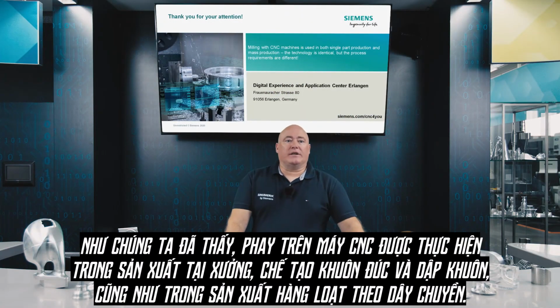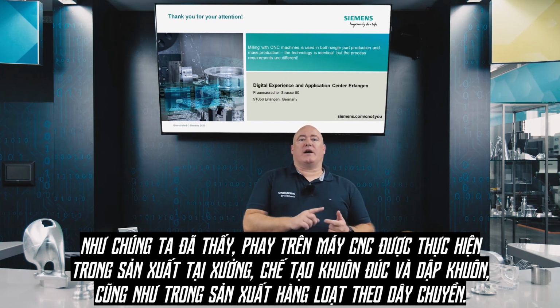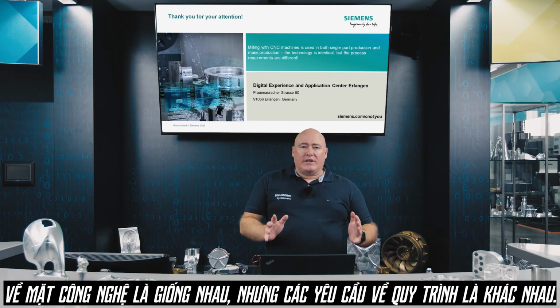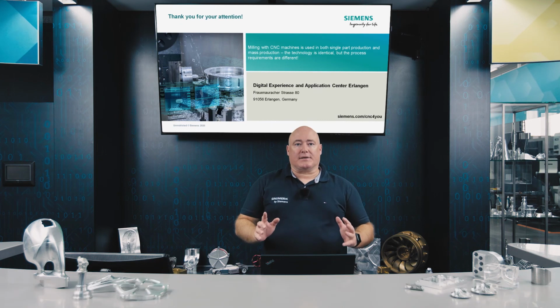As we've seen, milling on CNC machines is performed in job shop production, mould and die making, and in series production. The technology is identical, but the process requirements are different.